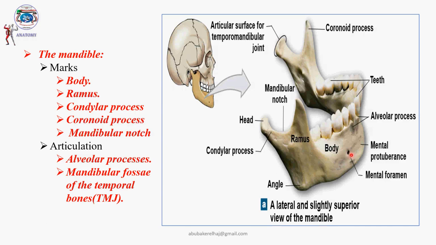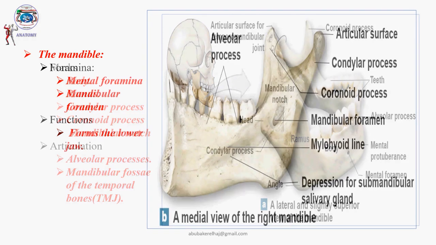Also we have this foramen, which is called the mental foramen, which transmits the mental nerve to supply the skin in this area, and we have this foramen, which is most important, called the mandibular foramen. The mandibular foramen transmits the inferior alveolar nerve, which supplies all the lower teeth by a single nerve.